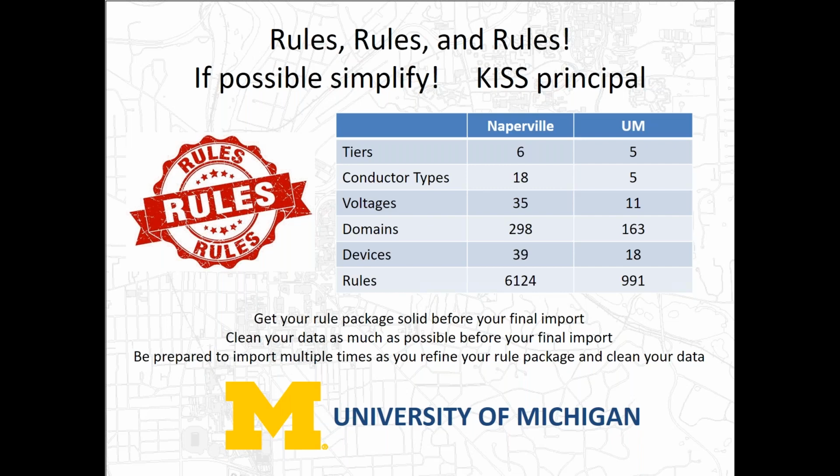But the rules are another piece. They have over 6,000 rules, and we dropped it to 991. Tried to follow the KISS principle, reducing it down to what we absolutely needed based on the personnel that we have to put the system in. This does take a lot of effort, so just be aware of that. If you're going to rewrite the rule package, be prepared to spend a lot of time doing it. But make sure your rule package is solid before you do your final import, and clean up your data as much as possible before the final import.